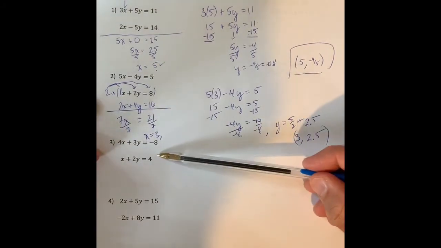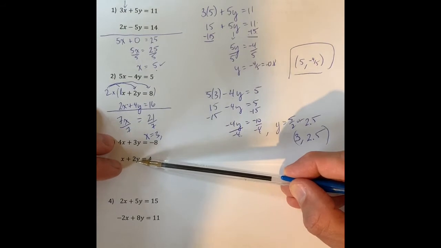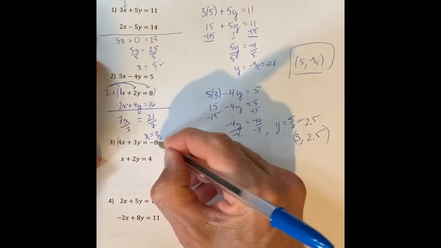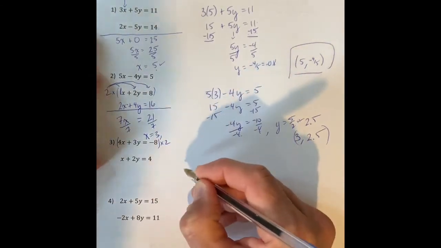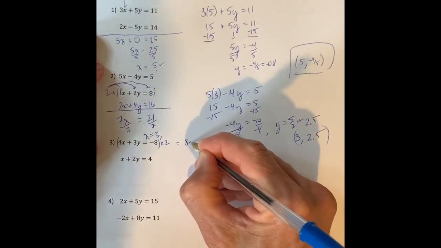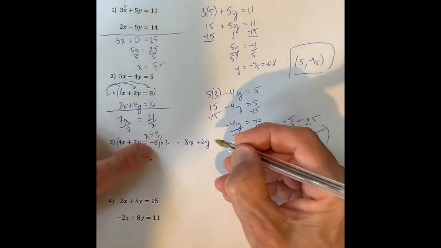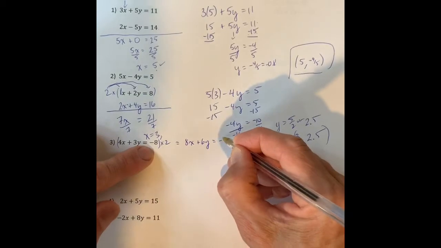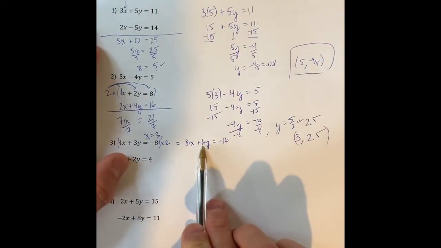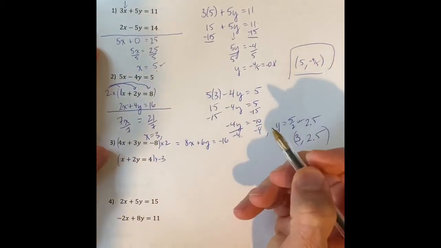I'll give you one little hint over here. In this one, you've got 3y and 2y. So to make them have the same coefficient, we're going to times this one by 2, because I'm going to make 3 into 6. So that's going to give us 8x plus 6y equals minus 16. Now we want to make 2 into minus 6. Well, that's going to mean we're going to times by minus 3.